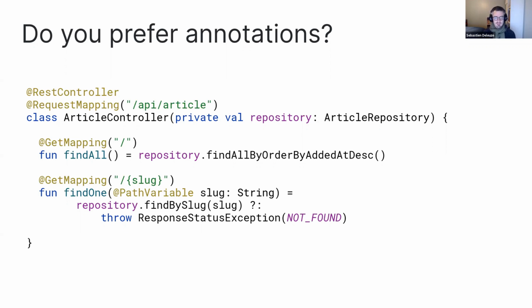And you can see that's very close to what you have on the Java side, but with a shorter syntax. And we benefit here from Kotlin type inference. So find all, for example, is statically typed like in Java, but the return type of find all is inferred from the return type of repository.findAll by order by added at desc.